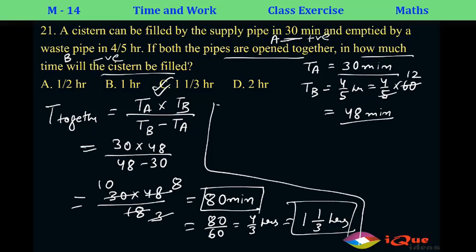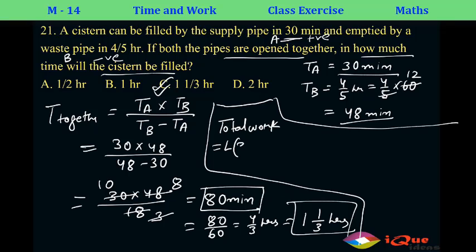Alright, then definitely there is another way of doing the same question. For that we can take the total work as the LCM of times. The other method will be total work can be taken as LCM of 30 and 48. Now LCM of 30 and 48 will be equal to 240 units, or here, because it is a tank, we can take it as 240 liters.